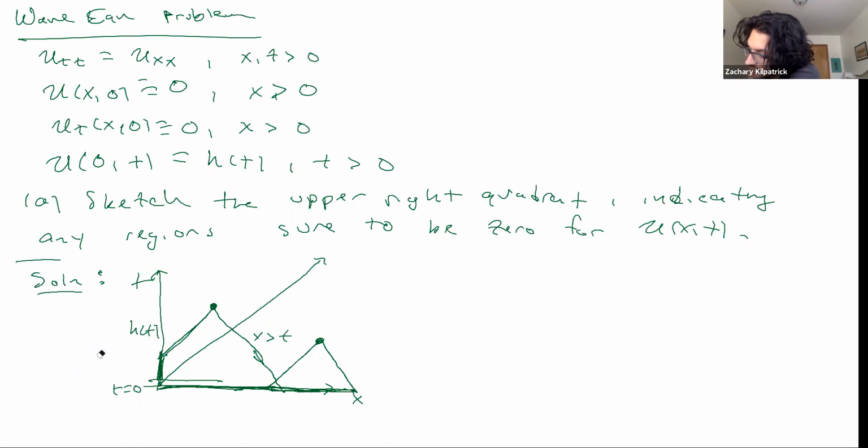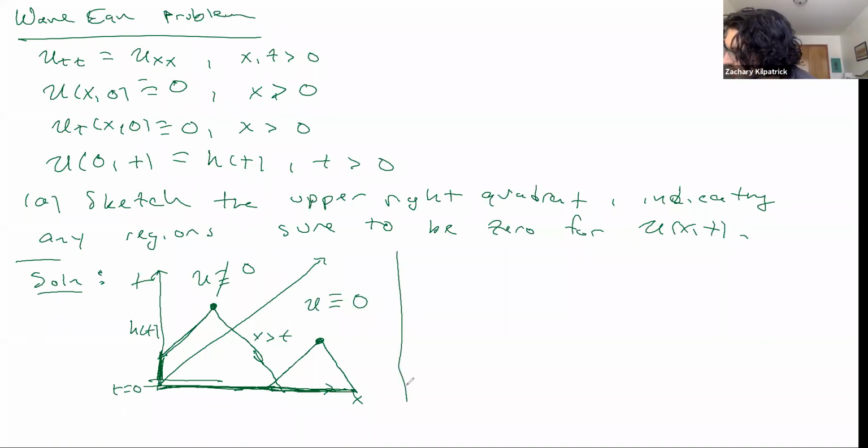Okay. So all this region over here is 0. So u equals 0 here, and u is generically non-zero here, right? You may have points over there where u is 0, but in general it's non-zero. Okay, so let's get to the meat of the problem, right?